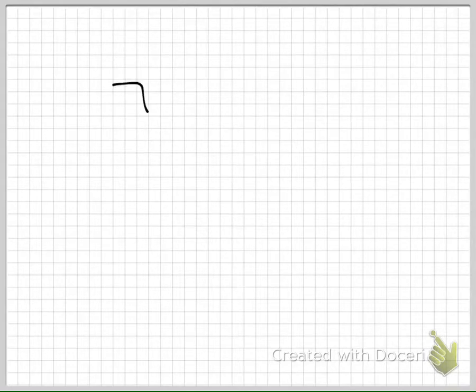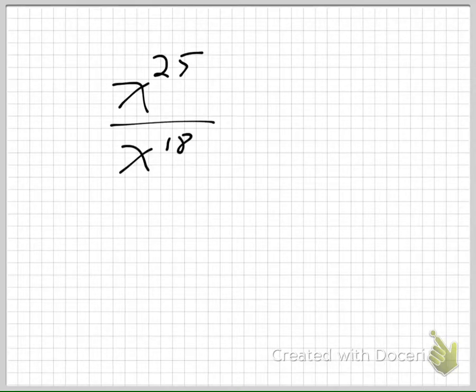Let's do an ugly one. Write down this answer. Write down the answer for me. Simplify this.